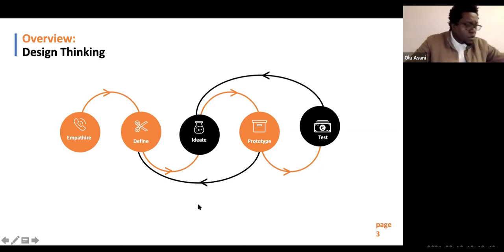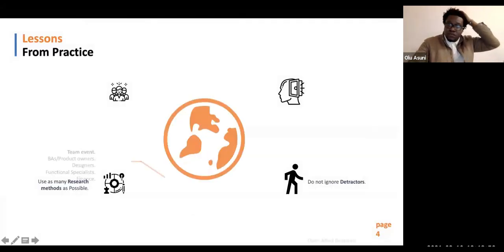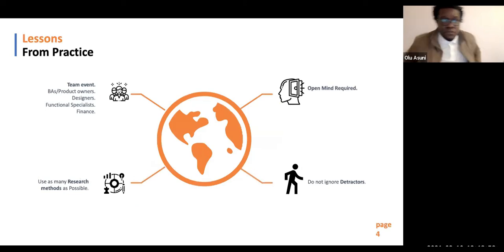So what have I learned in adopting design thinking? What are the lessons I've got from the wild? One is that design thinking is and will always remain a team event. One person cannot really run a design thinking exercise on their own. It's usually a team effort.